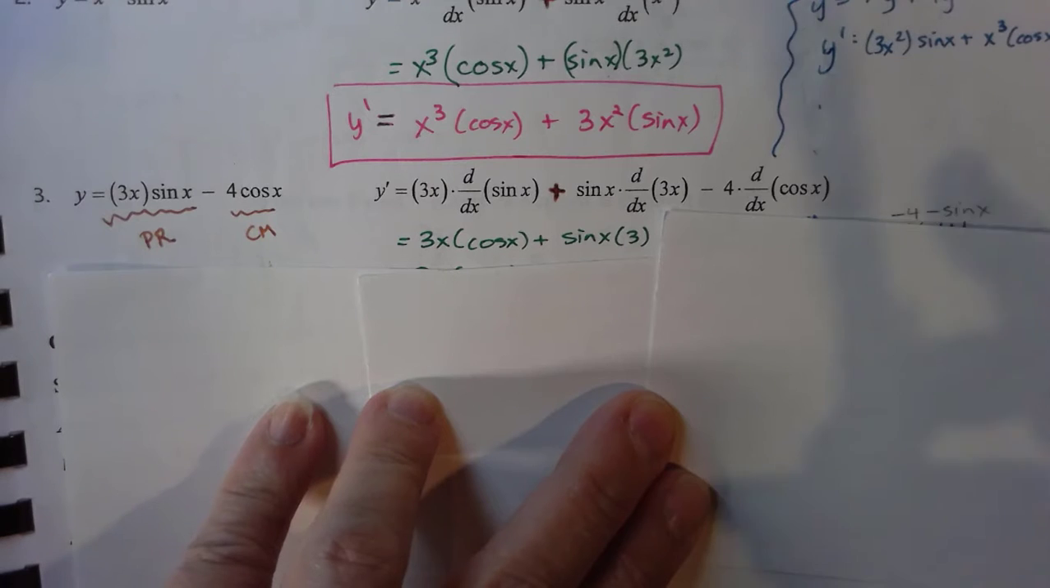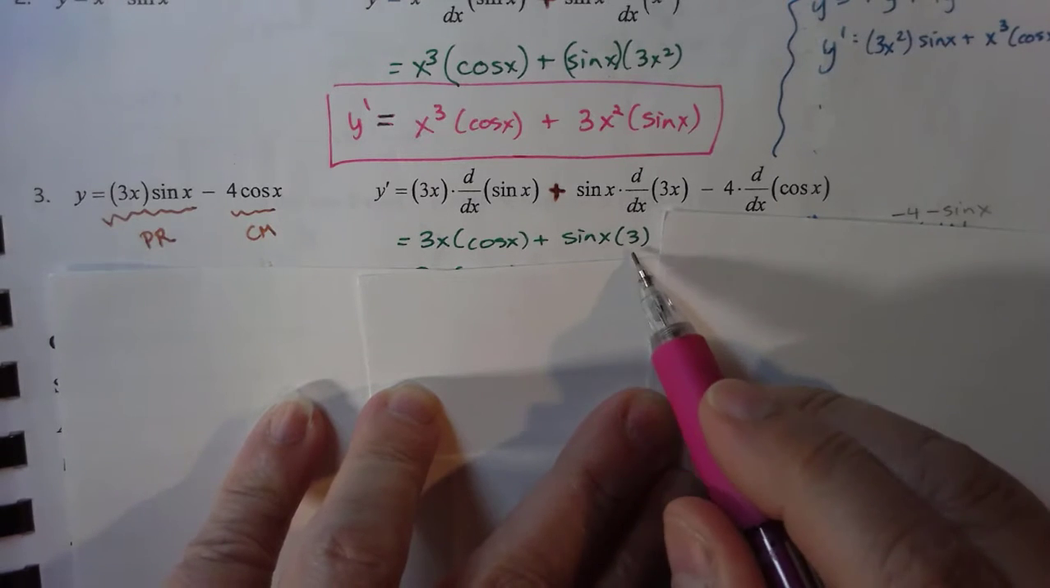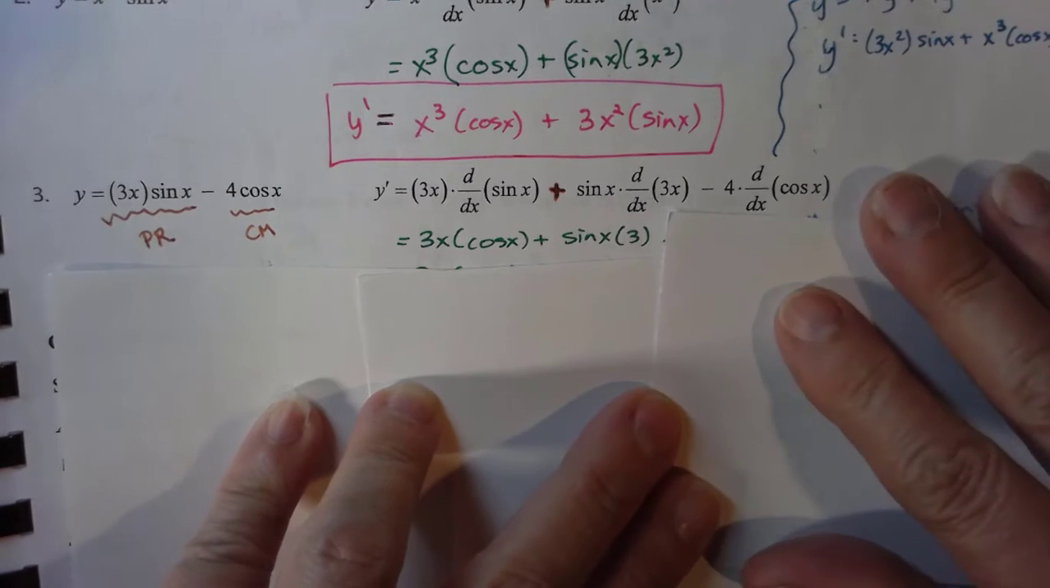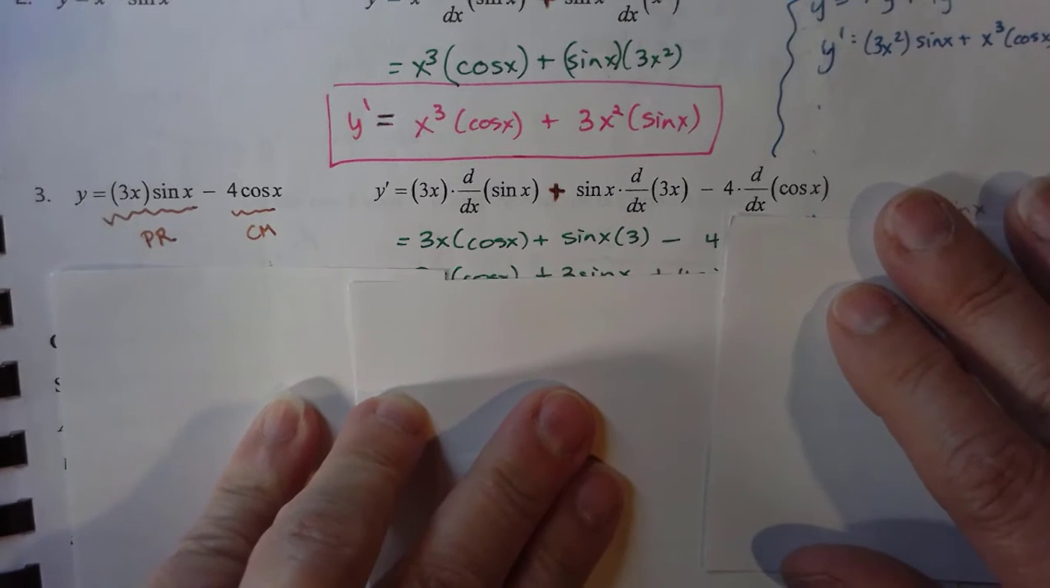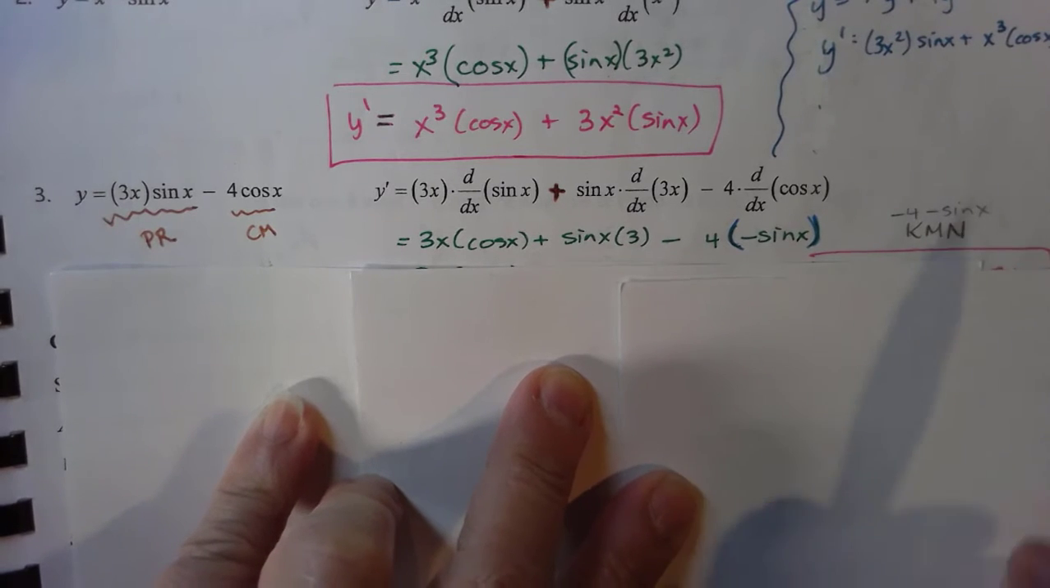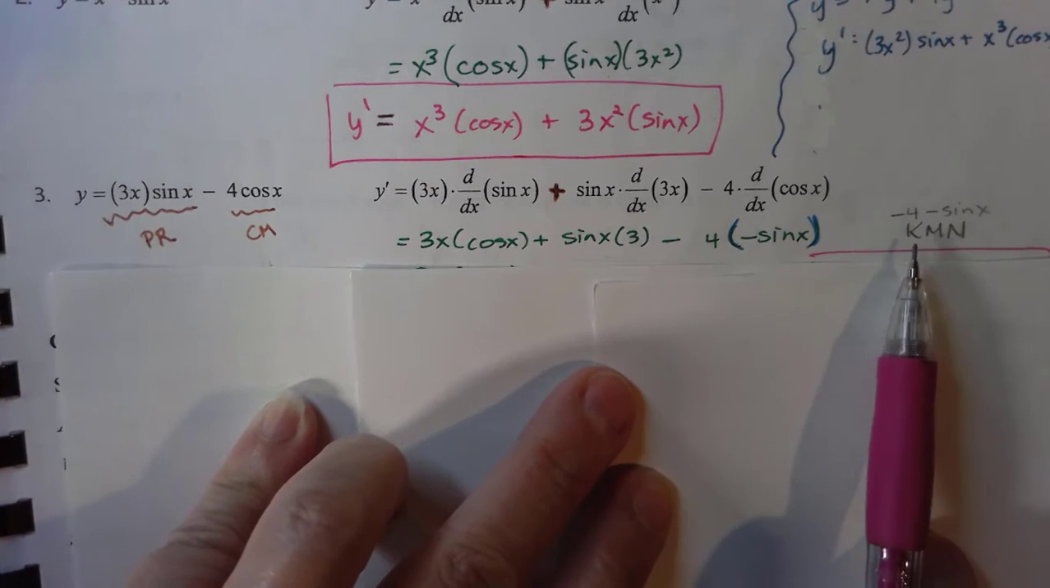I want to be very careful about this because this does not become 3x. It's 3 sine x. Minus 4 times, and the derivative of cosine is a negative sine. Now, this is where I want to give you a kill me now.